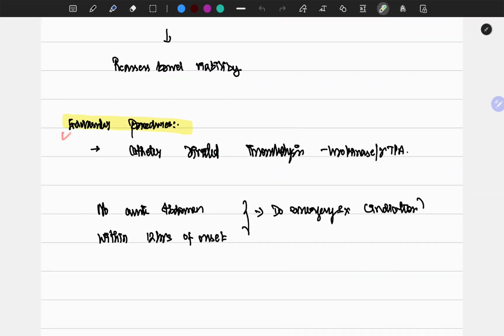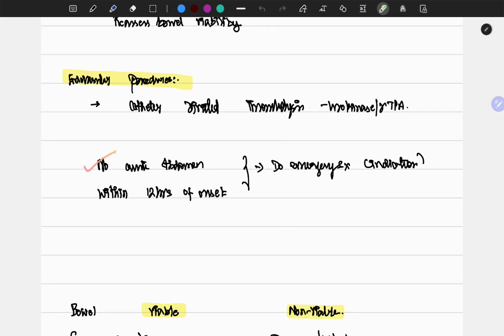What are all the endovascular procedures? Catheter directed thrombolysis. Thrombolysis with urokinase or recombinant TPA. No acute abdomen within 12 hours of onset. And this is very important, do the emergency surgery. It's an indication.